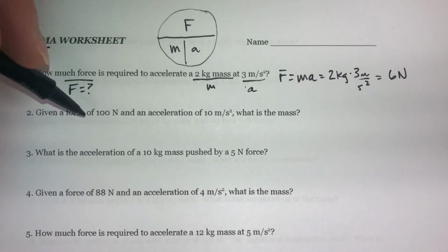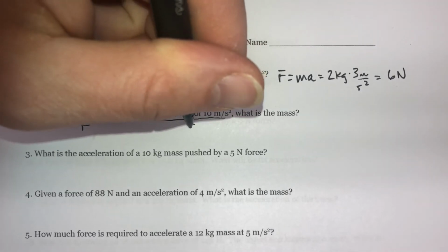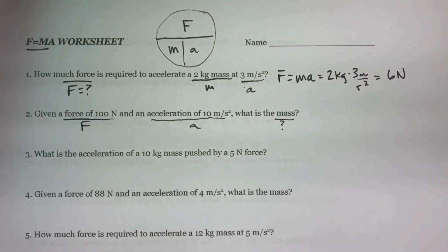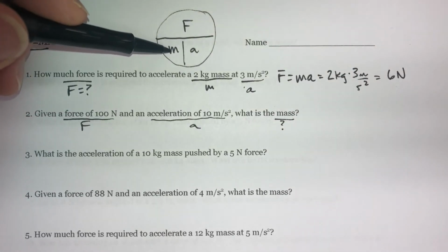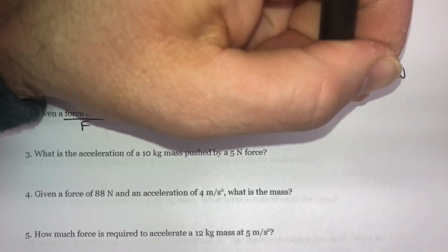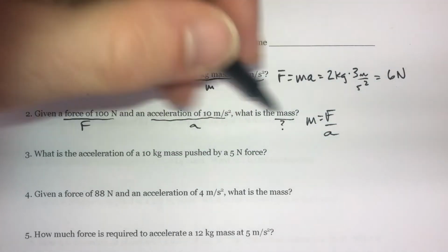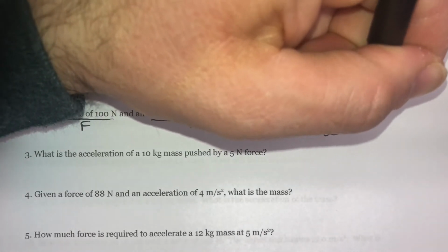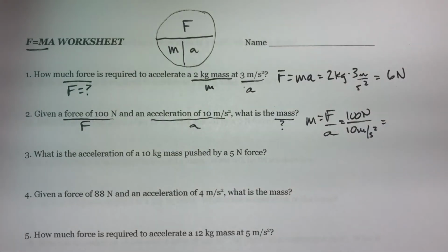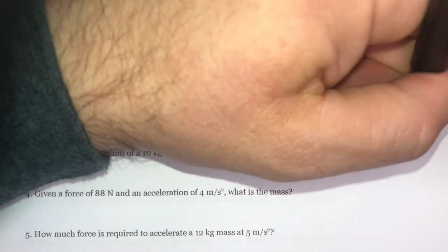Number 2, given a force of 100 newtons, so that's our F, and an acceleration of 10 meters per second squared, that's our A, what is the mass? That's our question mark. So I need an equation. I'm looking for M. M is equal to F over A. Now I substitute. What goes in for F? 100. What goes in for A? 10. And 100 divided by 10 is just 10. And the units of mass are the kilogram.